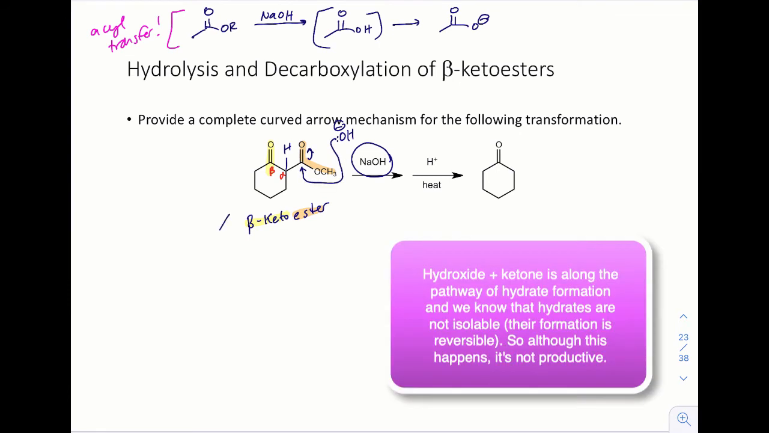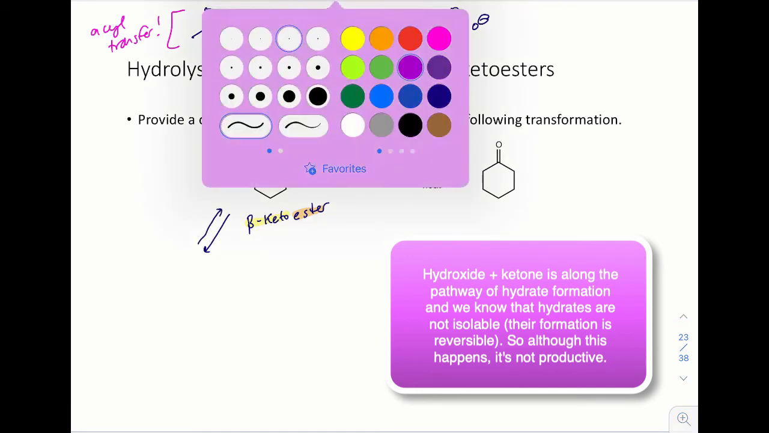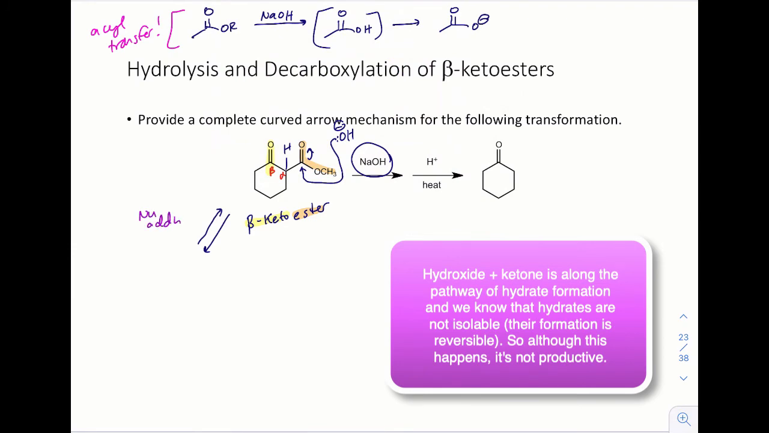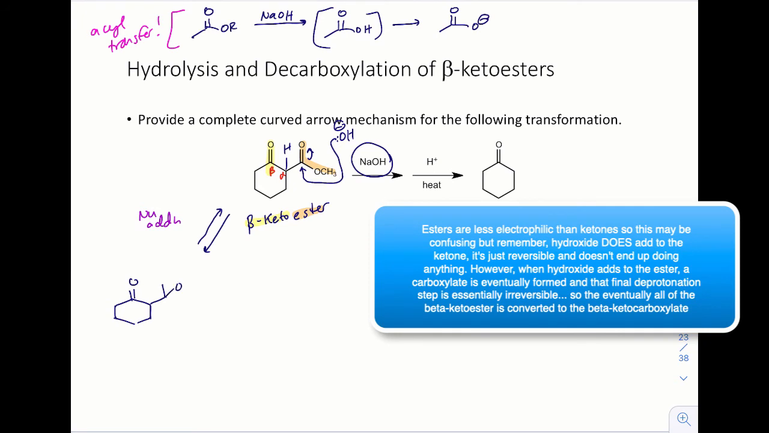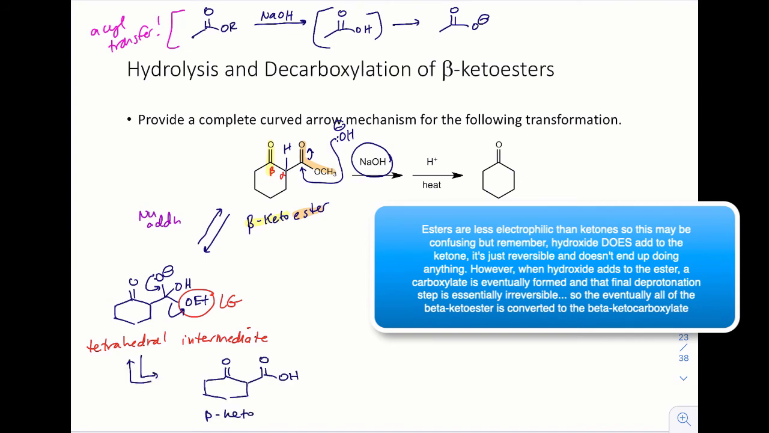But when it adds to the ketone, nothing can happen except it just gets eliminated, because the ketone doesn't have a leaving group. So the productive pathway here is the hydroxide adding to the ester to form a tetrahedral intermediate that does in fact have a leaving group. This tetrahedral intermediate could collapse, it could expel hydroxide to go back up to the starting material, or it could expel ethoxide and productively move us along this pathway to generate this beta keto acid.